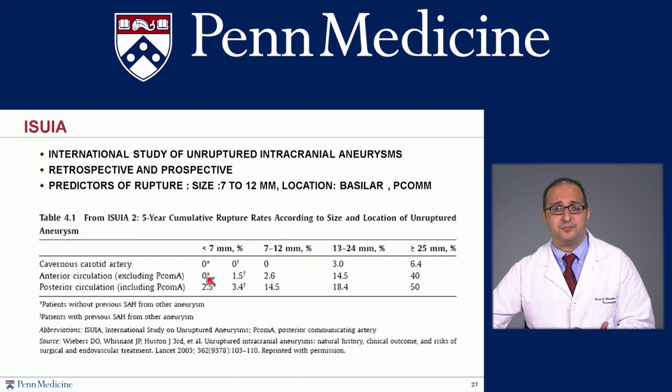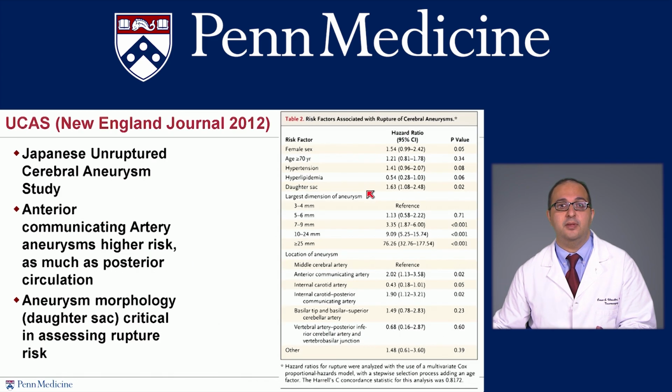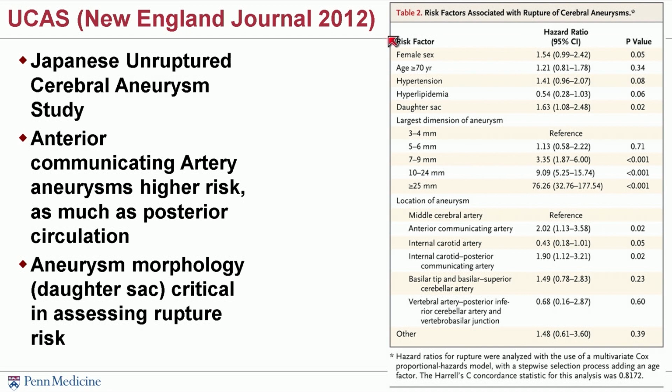The other thing that the study showed was the location. It was the first study to show that aneurysms at the back of the head were at a higher risk of rupture. There was a more recent study published in 2012 among the Japanese population, which was the first study to show that aneurysms in the front of the head, the anterior communicating artery aneurysms, are at a much higher risk. And they found ruptured aneurysms within the 5 to 6 millimeter range as well. This was also the first study that showed that aneurysms that are irregular or have a daughter sac, like I showed you in prior pictures, are more risky than aneurysms that have a smoother wall.